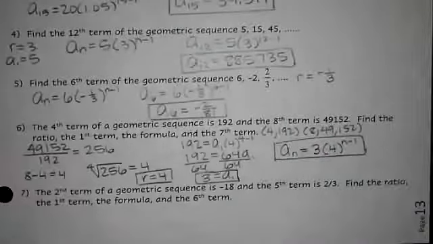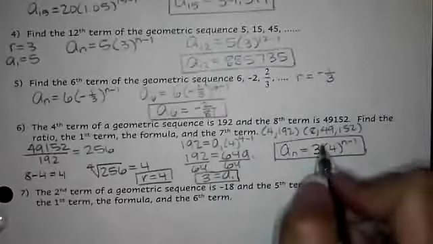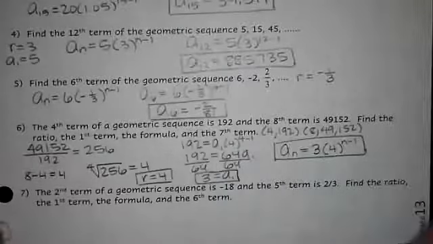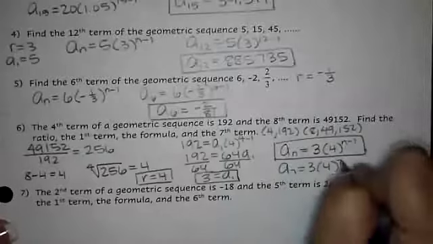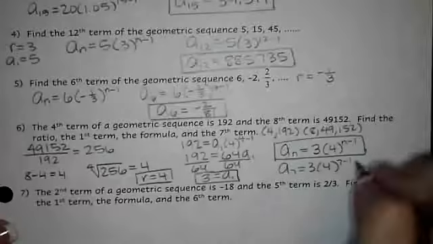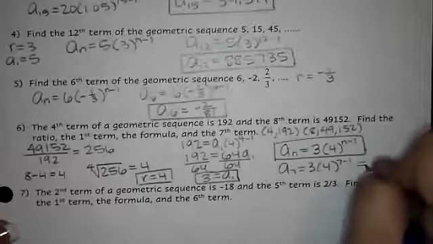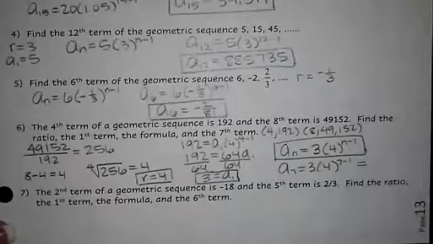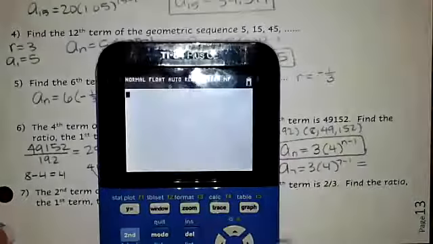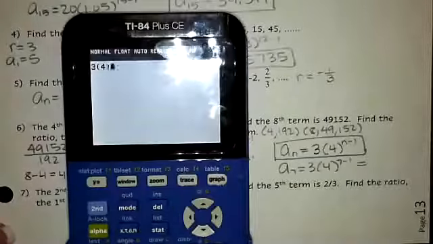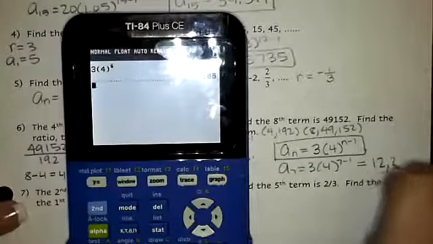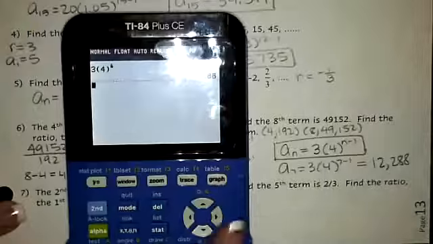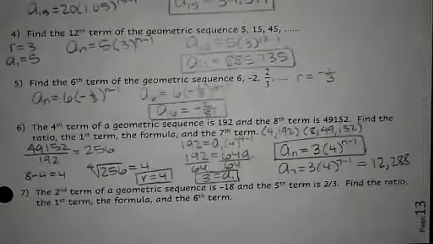The last thing it tells us to do is to find the 7th term. Well, once you have the equation, you can find any term you would like. So to find the 7th, we just use that equation by plugging in the 7 for n. And so that tells us that our 7th term, we get 3 times 4 raised to the 6th power, 12,288 would be our 7th term. If you want to try that on your own, go ahead and pause it.